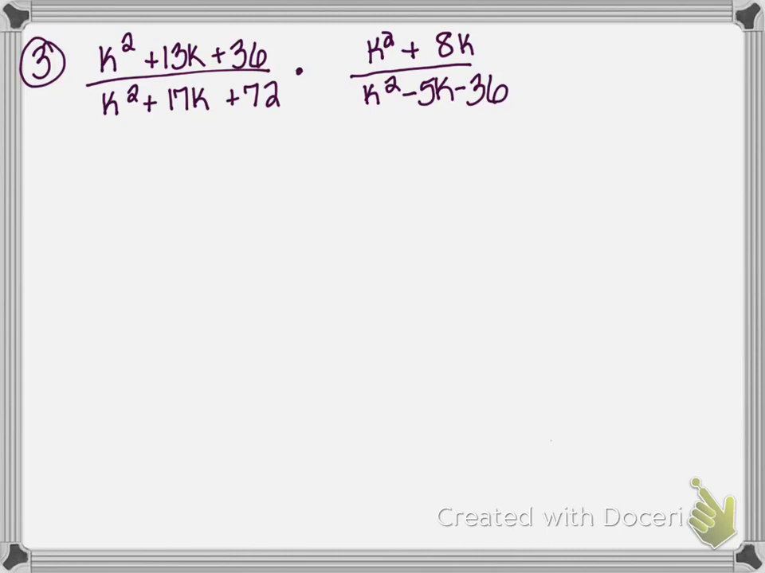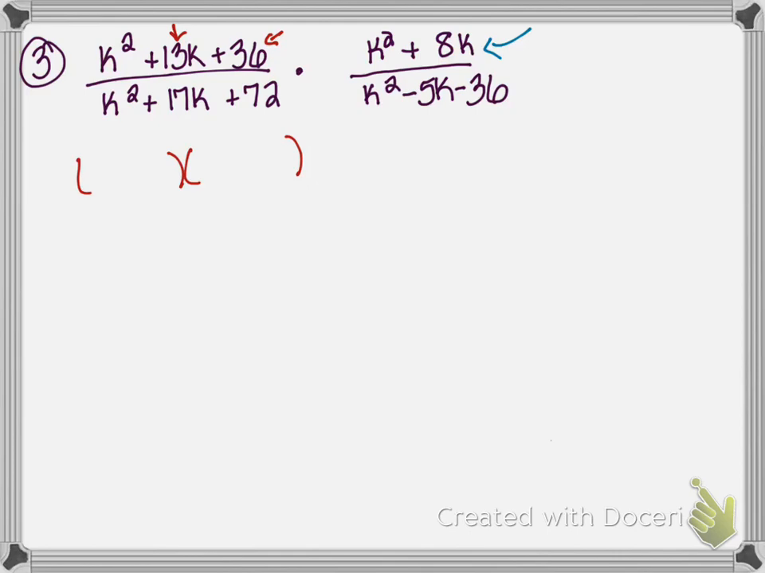Number 3, we've got some trinomials, and then this right here is a binomial. So we want to factor. Our first one, I've got k squared plus 13k plus 36. My product is 36 and my sum is 13. This is my product. This is my sum.